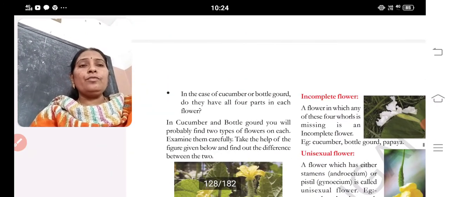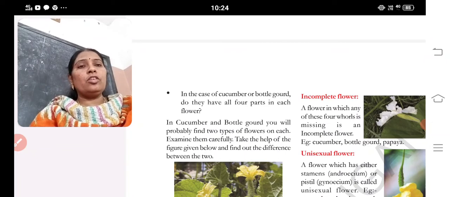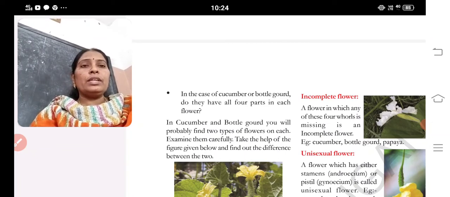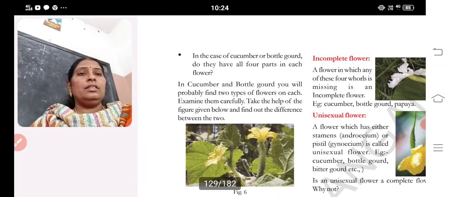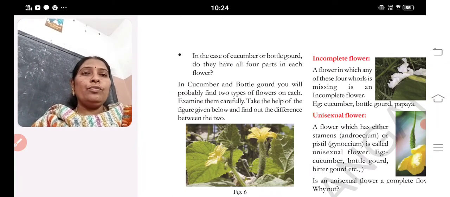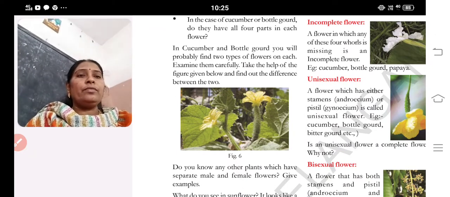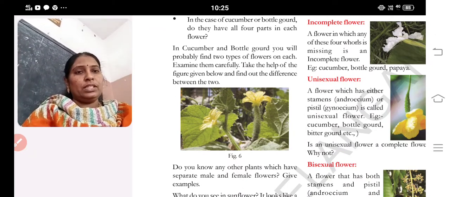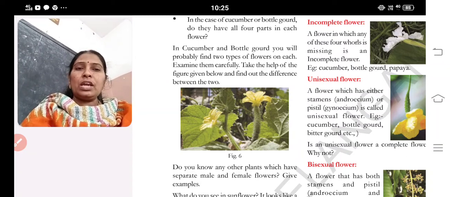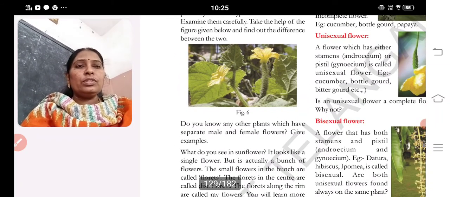Okay. In the case of cucumber or bottle gourd, do all four parts occur in each flower? See here, in cucumber and bottle gourd, you will probably find two types of flowers. Examine them carefully. Take the help of the figure given below and find out the difference between them. Now a picture is given here. With the help of that you can differentiate the flowers. Do you know any other plant which has separate male and female flowers? Give examples.